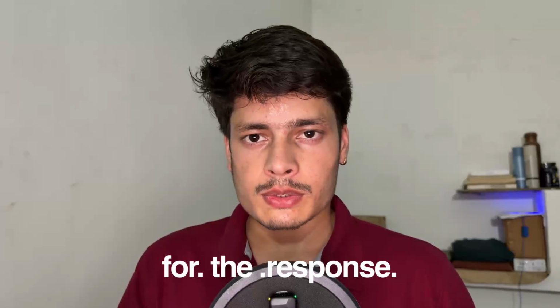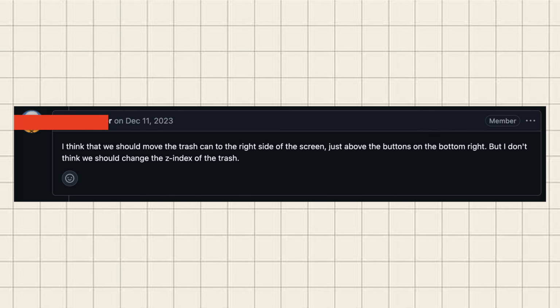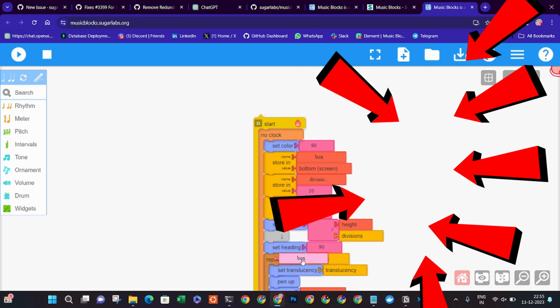So I did what most single people do. Wait for the response. After some time, the maintainer responded that we should move the trash can to the right side of the screen. But I had one more question: okay, it's to the right, but where exactly to the right? Because there are too many places to the right side of the screen.